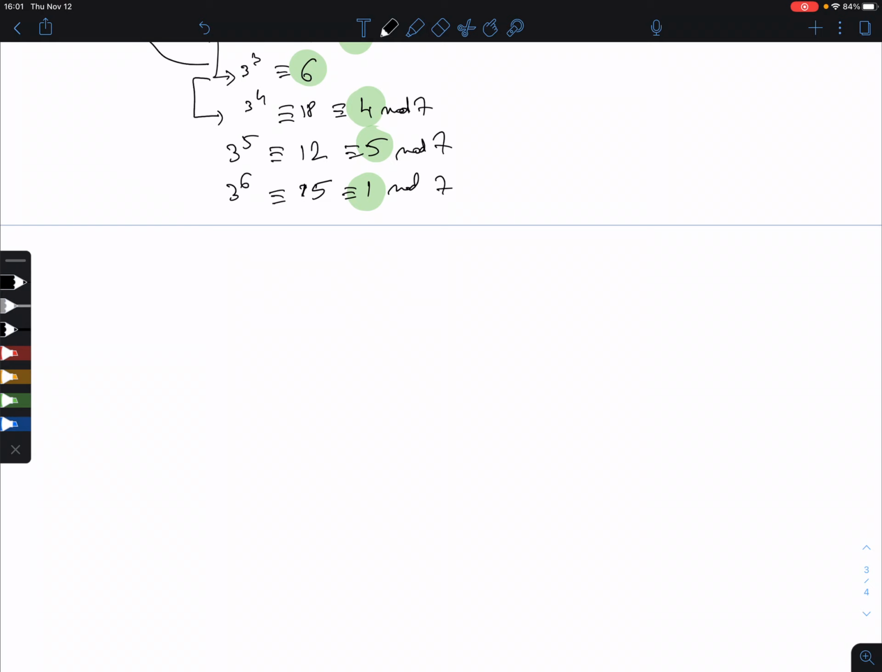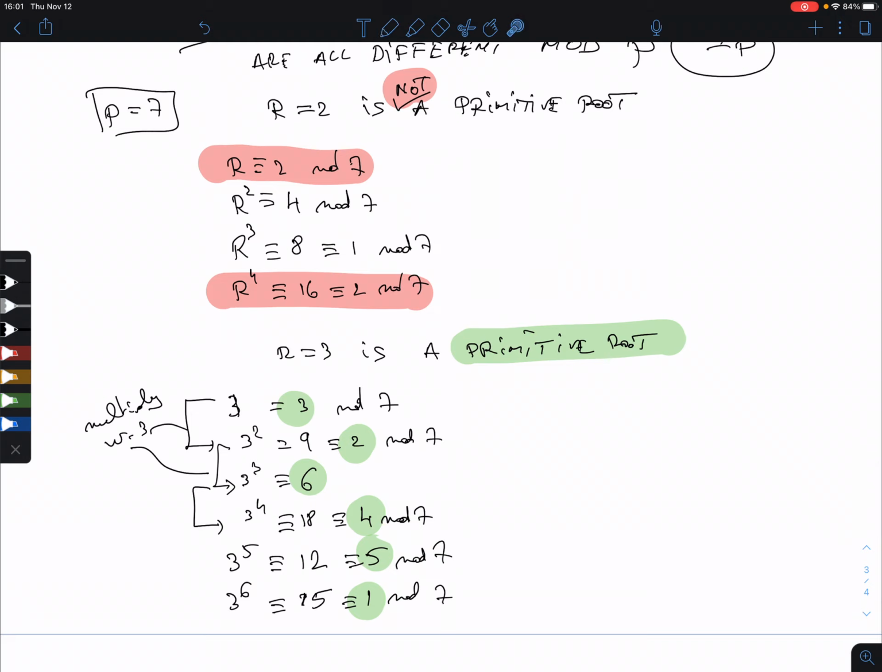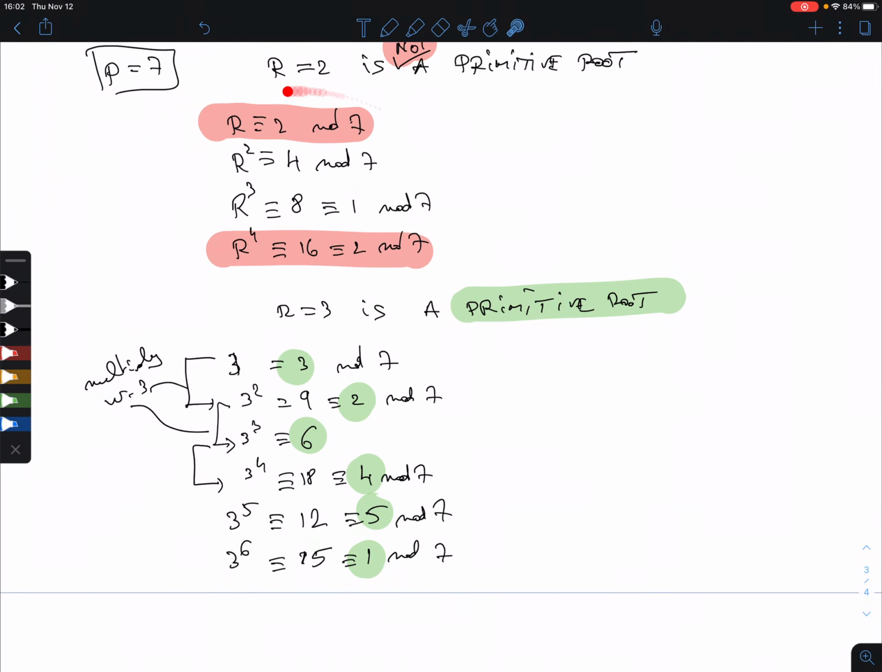I'm going to put homework problems where you check that something is a primitive root or not. How do you check it? I showed you, right? You start calculating successive powers, and if you get repetition before you have, how many should there be? You should have exactly p minus 1 powers, because remember, we go up to p minus 1. If they're all different, then it is a primitive root.